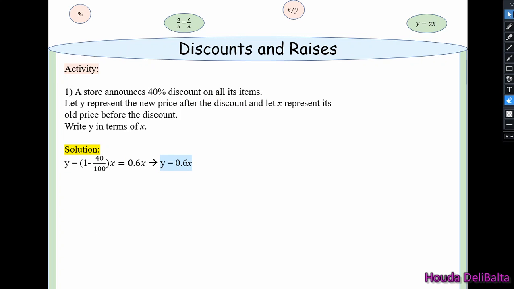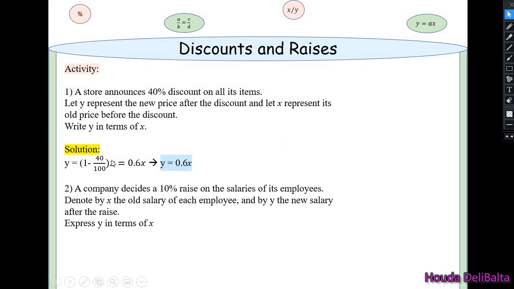Now, let's continue. When do we use this relation? Let's make another example, and then we are going to know how to use this relation. A company decides a 10% raise on the salaries of its employees. Okay, so there is a raise here, then the raise goes to the addition. Denote by X the old salary of each employee, and by Y the new salary after the raise. So X is the old salary and Y is the new salary. Express Y in terms of X.